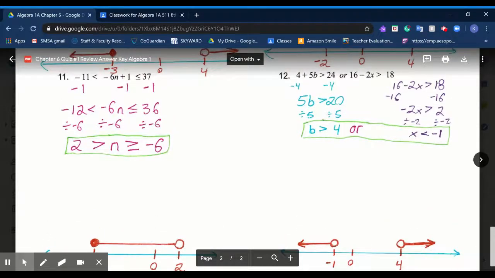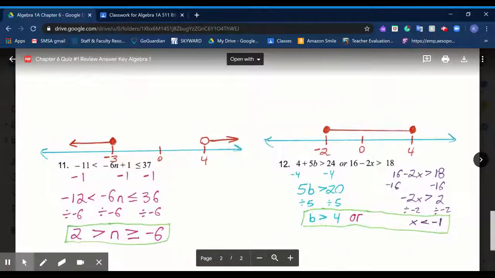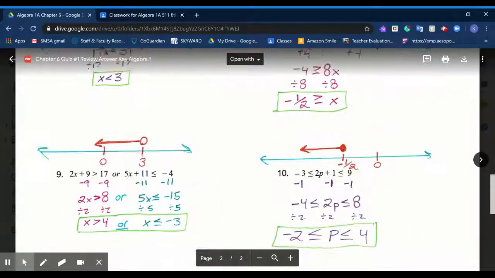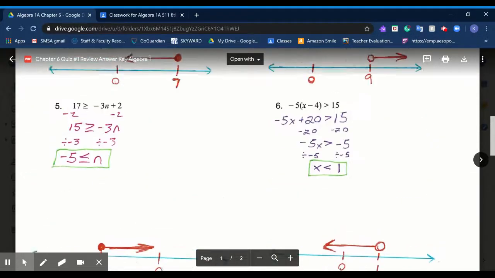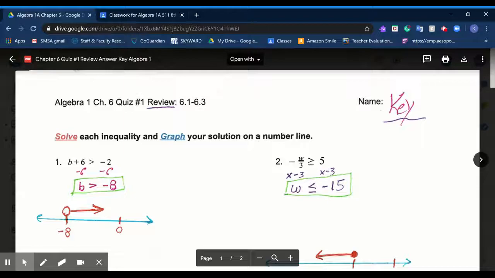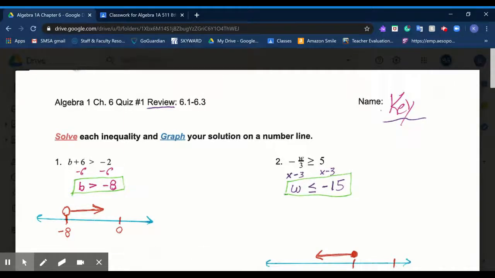So your quiz will look very similar to this review. You will have to both solve and graph the inequalities. And again, make sure that you're showing your work, showing your setup and thought process for partial credit, and be careful with which way you draw your arrows for greater than or less than.